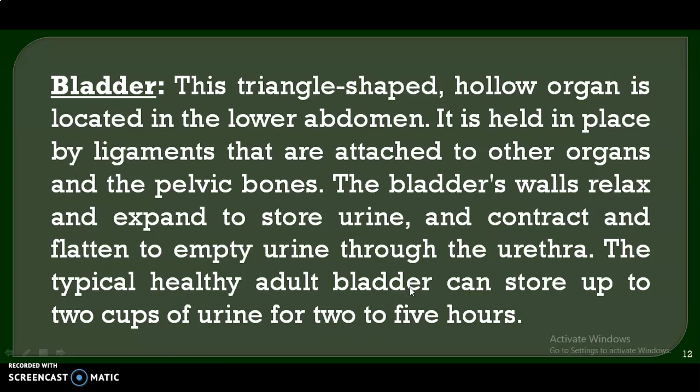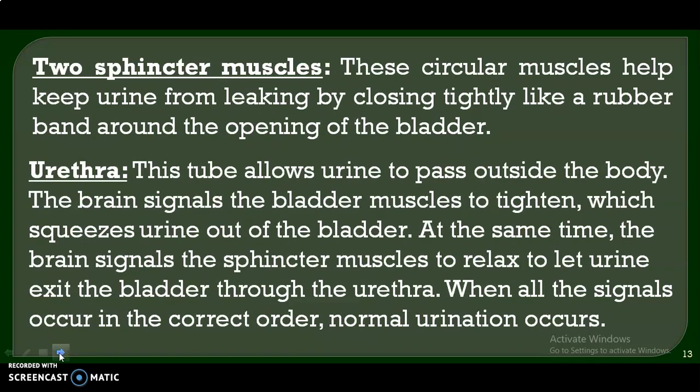The typical healthy adult bladder can store up to 2 cups of urine for 2 to 5 hours. Then next part क्या है हमारे excretory system का? 2 sphincter muscles. These circular muscles help keep urine from leaking by closing tightly like a rubber band around the opening of the urinary bladder. हमारे urinary bladder का एक urinary ओपनिंग है. उस ओपनिंग को ये स्फिंक्टर मसल्स बंद करके रखते हैं ताकि यूरिन अपने आप यूरिनरी ब्लैडर से बाहर ना निकले.